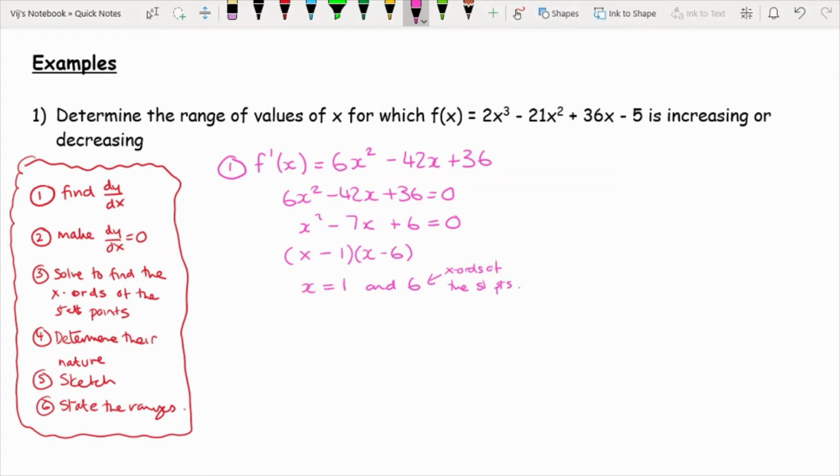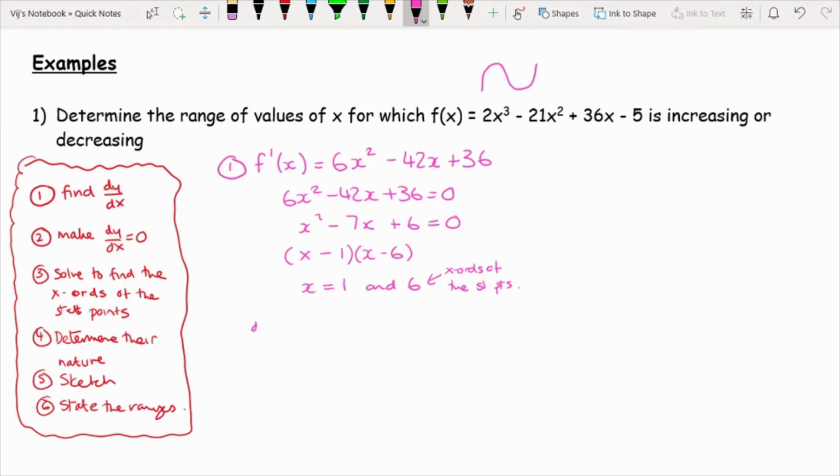The next thing I need to do is determine the nature of those. Now again, at this point, I know it's a cubic graph, and it's going to look something like that. So it's clear from my knowledge of cubic graphs that when x equals 1, that's going to be a maximum. When x equals 6, it's going to be a minimum. But again, make sure you take your time and look at how many marks are offered, because in some cases you will get marks for this, and particularly when equations look more complicated, it might not be easy to determine which one is which.